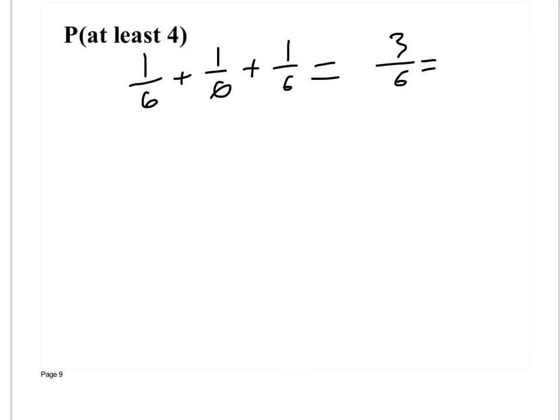Alright, so we need to figure out the probability of rolling at least a 4. So a 4 is a 1 in 6 chance, a 5 would be a 1 in 6 chance, and a 6 would be a 1 in 6 chance. So we add those, you get 3 out of 6, which is half, so 50% chance of rolling at least a 4.